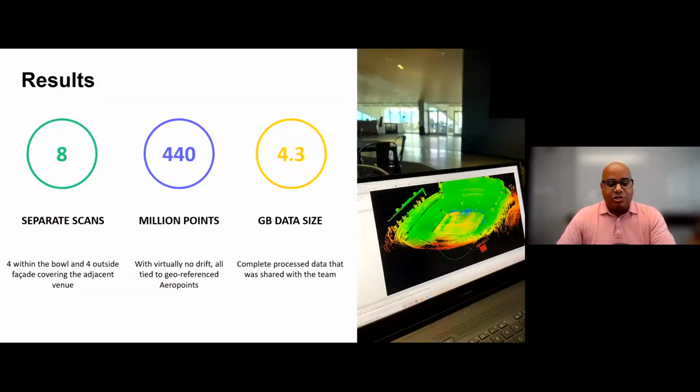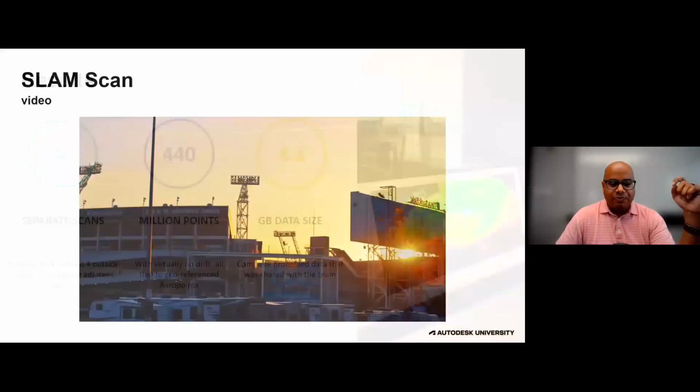Results: what we captured is 8 separate scans. And this is just focusing heavily on what we got from the Emerson Hovermap and the drone. Again, as we said, 4 inside and 4 outside, totaling 440 million points with, as Pete always likes to say, virtually no drift, which was great, with a 4.3 gigabyte data size. And this is all just the SLAM scan from the Emerson Hovermap.